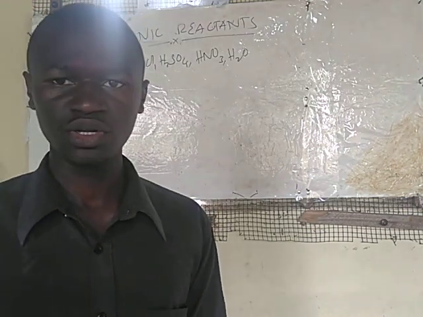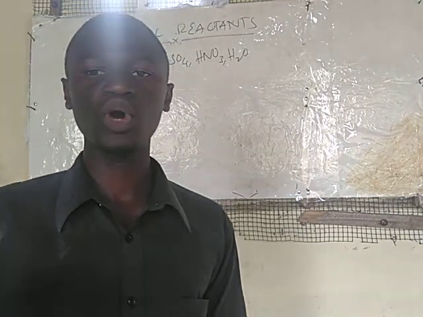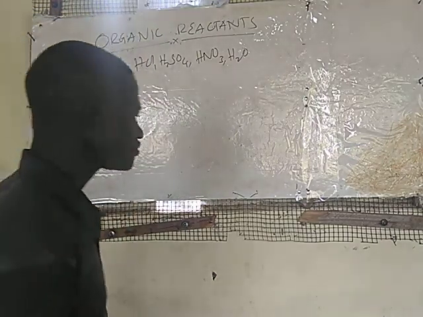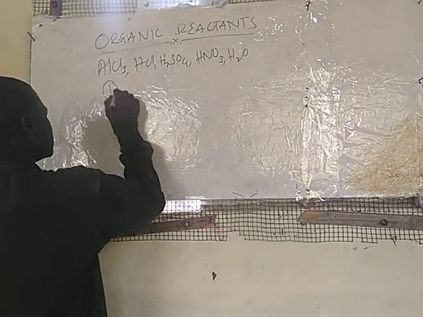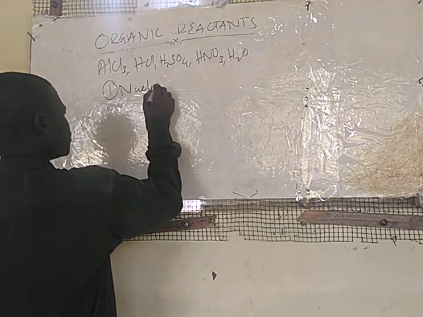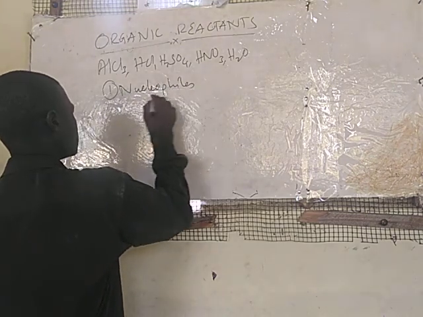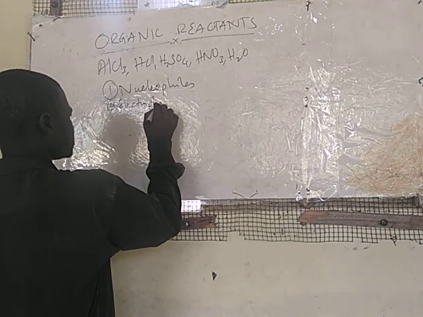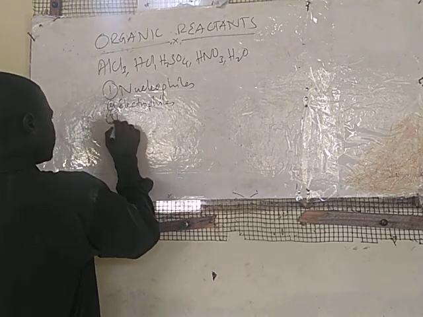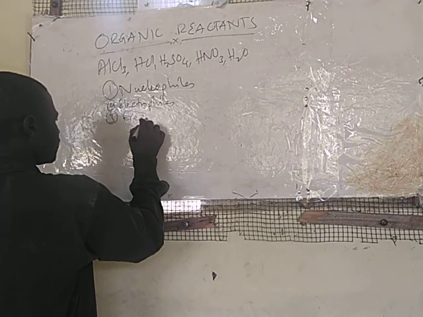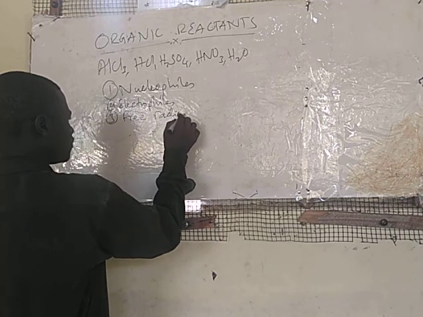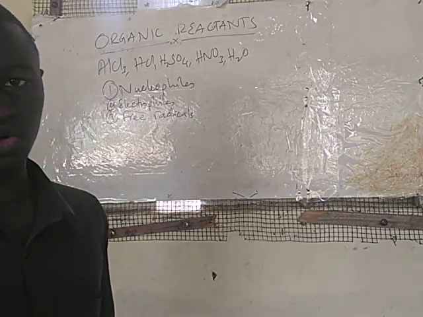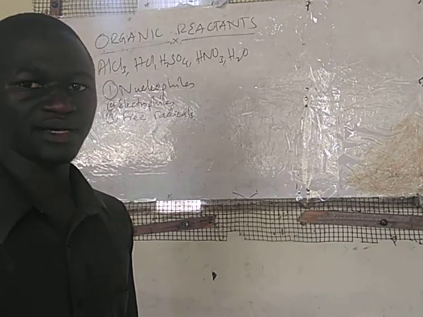Based on this reason, we are classifying the organic reactants into three major categories. As I say, we have nucleophiles, then we have electrophiles, and then we have free radicals. So, nucleophiles, electrophiles, free radicals. Three types of organic reactants.